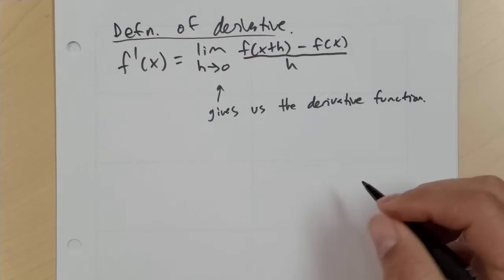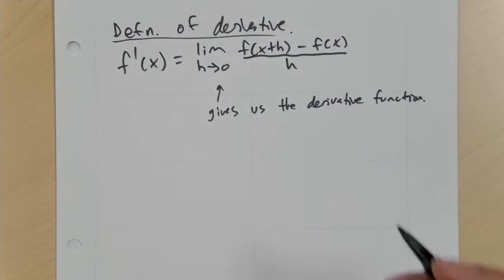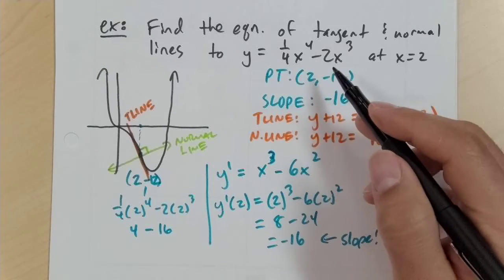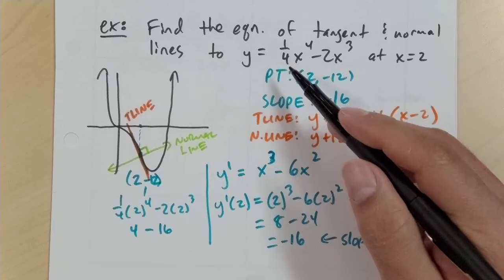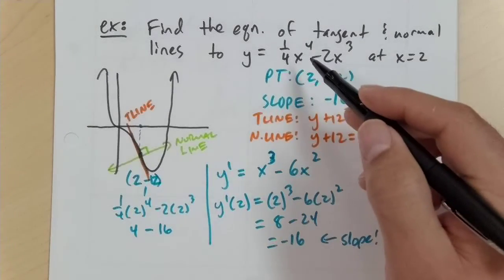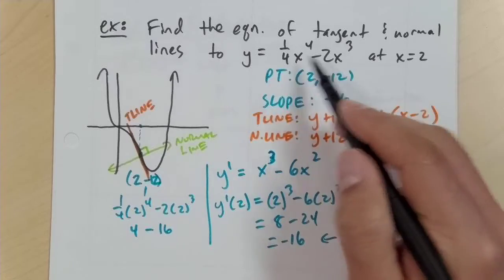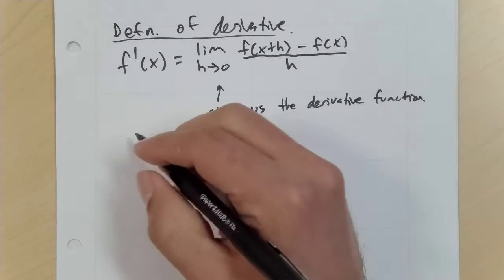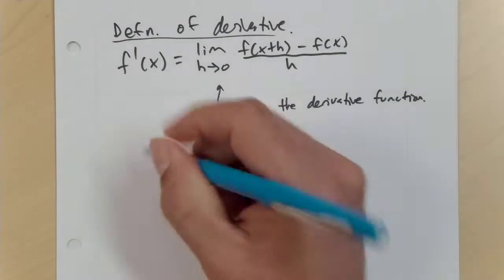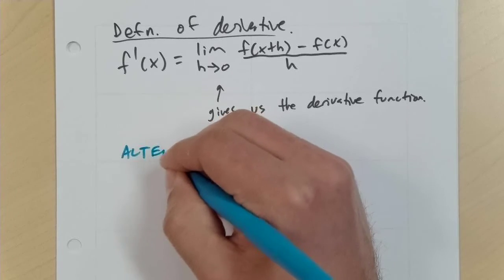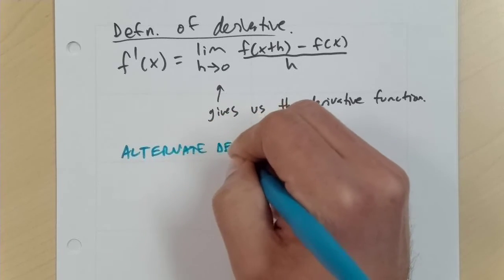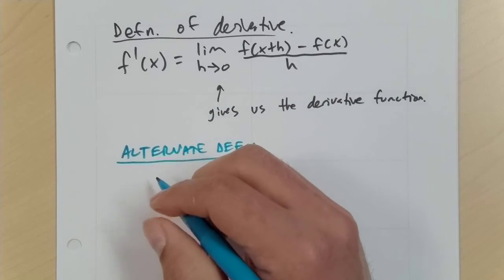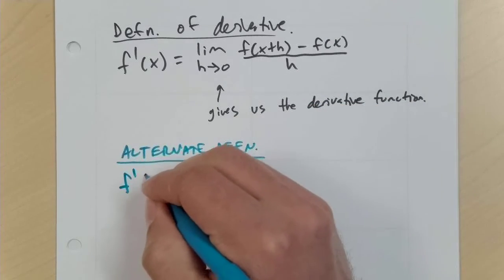All right, so if we want to know the derivative function, for example, if I look back at the first problem that we did, if you want to figure out the derivative function the long way using the definition, you can apply this limit to this function here, 1/4 x to the 4 minus 2x cubed. Okay. And so here's the alternate definition. And that's now f prime of a.